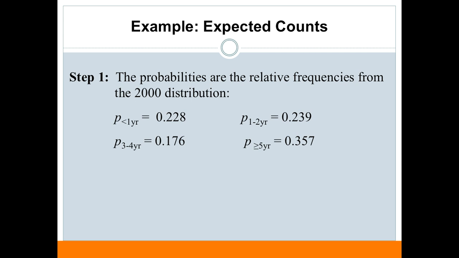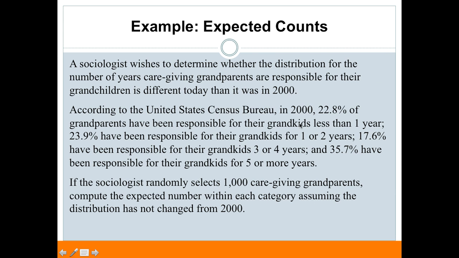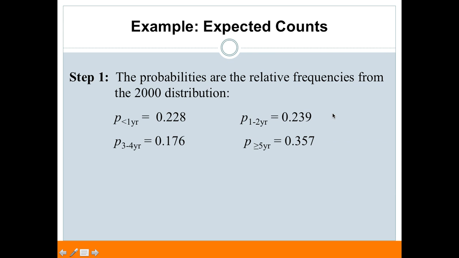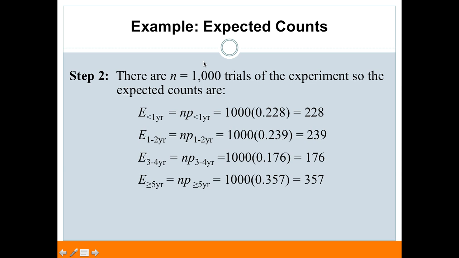So step one is to go ahead and pull out the probabilities, and these are just based on the previous page. Basically, the probability of selecting a caregiving grandparent who's been caring for the child for less than a year is 0.228. And then 1 to 2 years is 0.239, and so on. These are just from the previous percentages here. Now, since there are 1,000 trials, all we have to do to get our expected counts is take our 1,000, which is our sample size, and multiply by the corresponding probability.